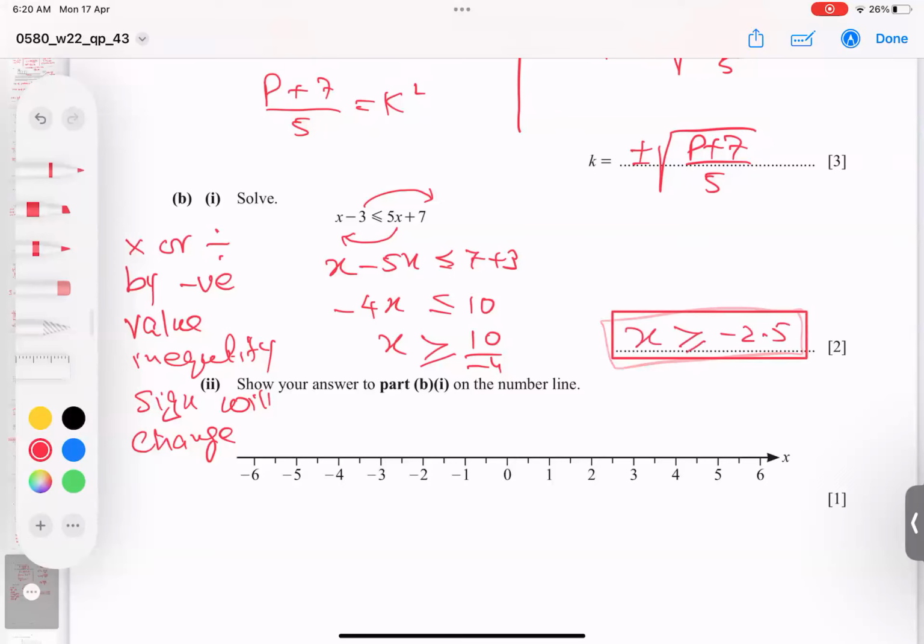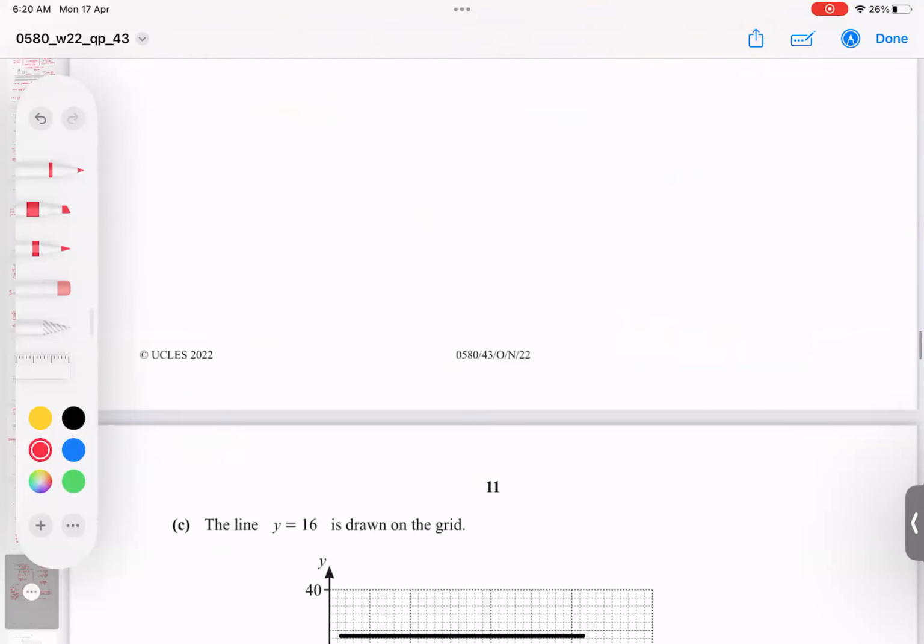This is my answer. But now he's saying that no, you have to show it on a number line. Where's negative 2.5, students? It is here. So here I make a circle and fill that circle. Why fill? Because of the equal sign. If there's no equal, I will leave it empty. Filled, equal means filled. And bigger is the right side. So I will make a line like this, enough. So that's it.